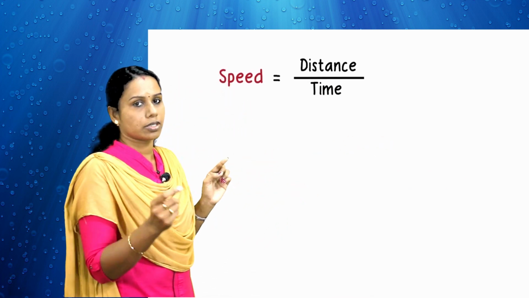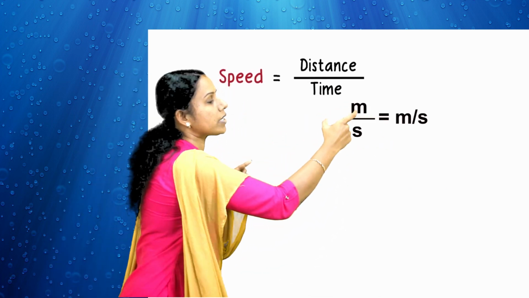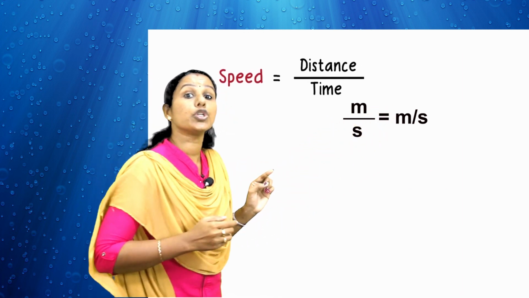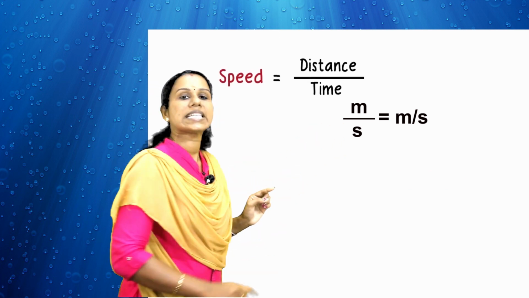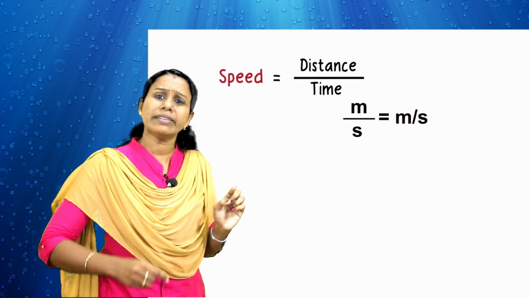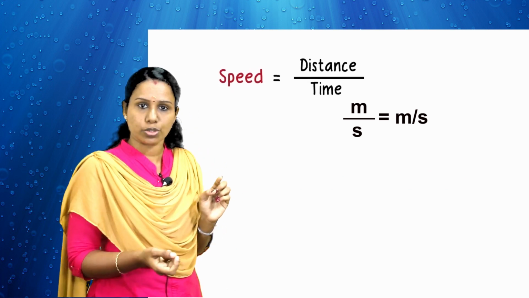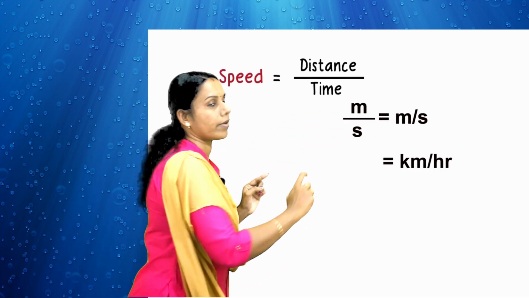Then what about its unit? What is the unit of distance? We know meter. Unit of time, seconds. So the unit of speed is meter per second. And other than meter per second, we have some other higher units also. That is kilometer per hour.